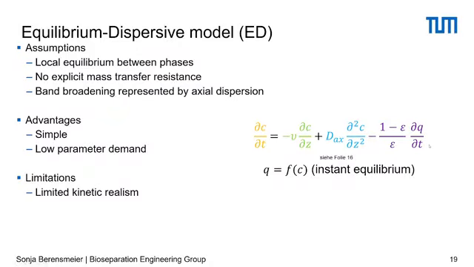And this already brings us to the limitation of the system. We are limited in the kinetic realism of our system. However, the advantage, as already said, is that this is a super simple model and we have a low parameter demand, right? The parameters we need are the axial dispersion. We need this velocity that is already quite easily determinable. We have to know the porosity of our column, and then there's some form of equation that describes the adsorption.